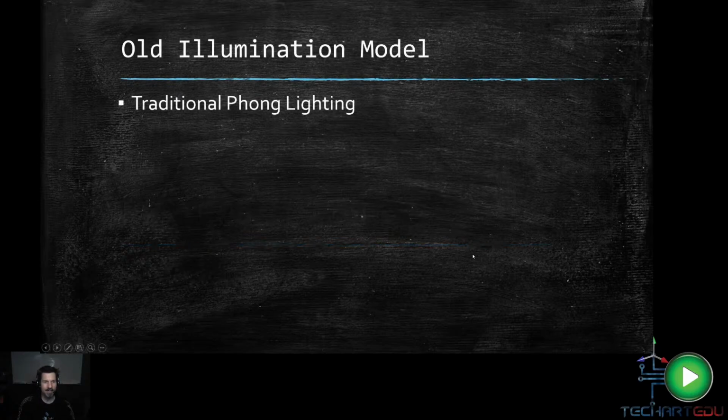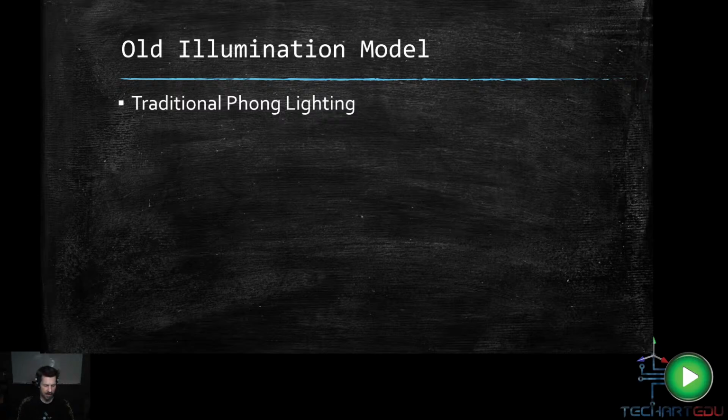If you were born before 1985 or so, you probably got used to doing computer graphics using the old illumination model, which is called traditional Phong lighting. Those guys over in Utah, like Jim Blinn and the guy from Pixar, invented computer graphics back in the 60s and 70s. Phong was getting his PhD at the time, and he decided to create a simulation of how light lights objects.